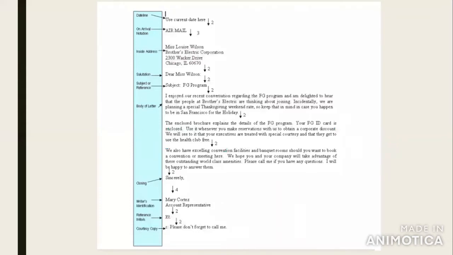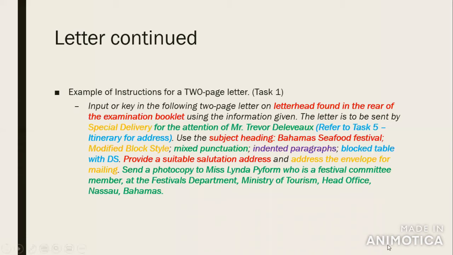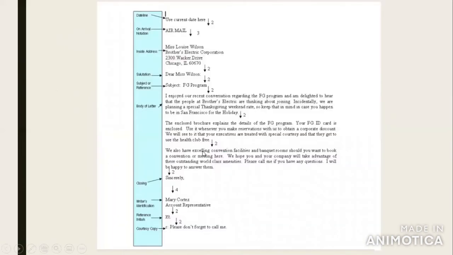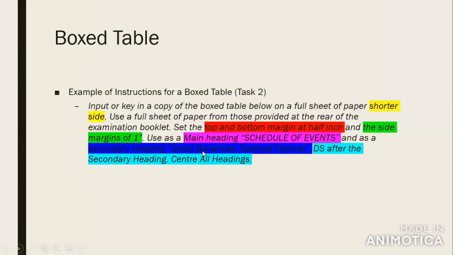A letter again for you to review. This is a nice example that shows you the different parts of the letter, reference initials, CC, carbon copy, all the different parts of the letter that you'll probably need to use. And some parts are missing, like the sender's address, but if you have a header, a letterhead in the letter, as is stated here, the letterhead found in the rear of the examination booklet, you will need to put in your information because the letterhead will already be there.